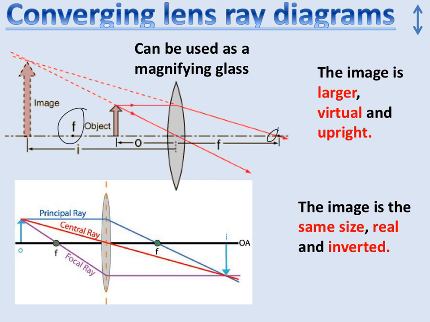Now looking at those two rays that we've drawn so far, it's clear that they will never cross. So we'll never be able to form a real image because the two light rays won't cross. They'll continue getting further and further apart.